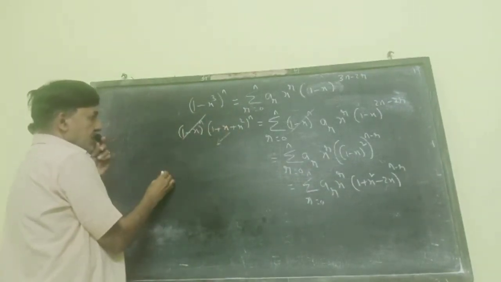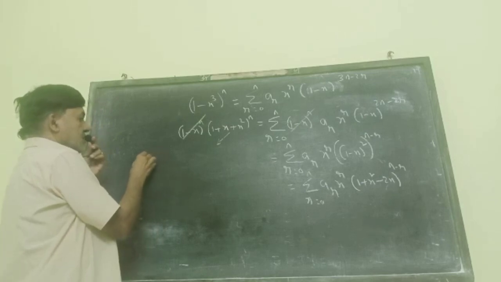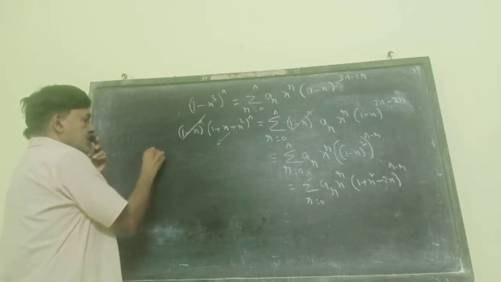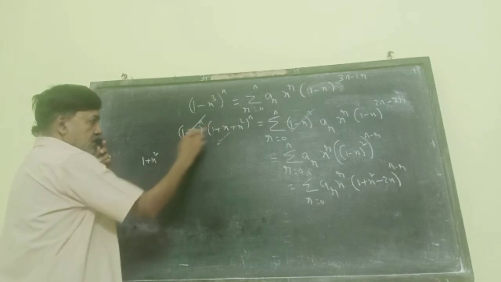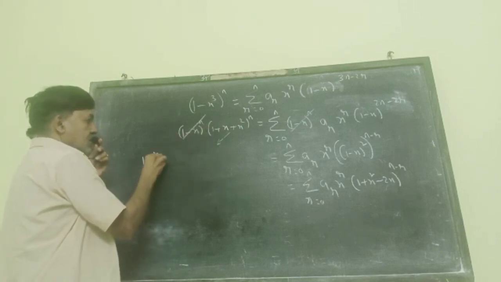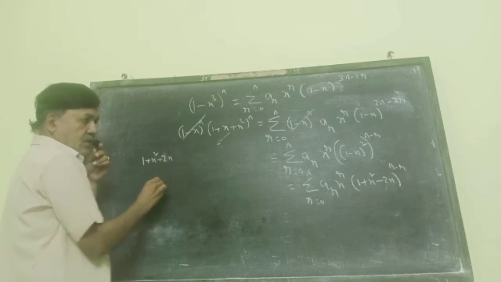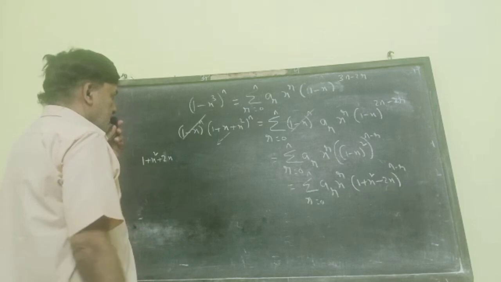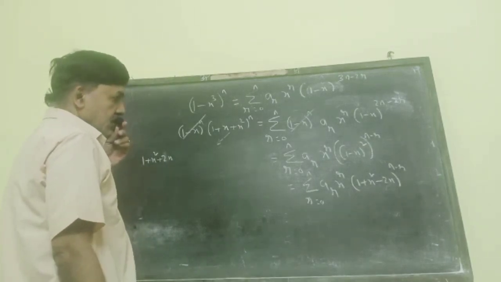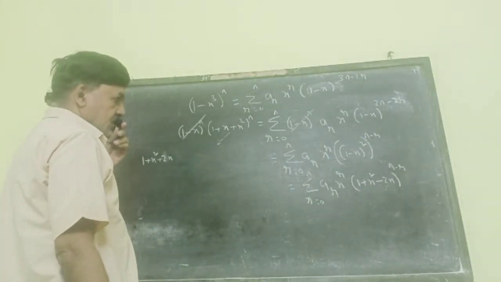See, this can be written as 1 plus x square minus 2x plus 2x, (1 plus x square) whole power n. Is it not? Okay.